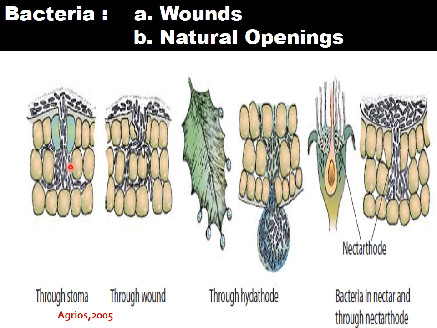But bacteria need a film of water and the optimal temperature to enter inside the stomata and later inside the host cell. Bacteria can also enter inside the host cell through the hydathodes. Hydathodes are the openings which are present at the margin of the leaves, and because a lot of water is already present over there, this helps the bacteria to enter inside the host cell.